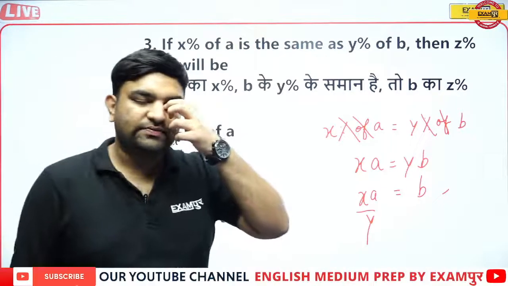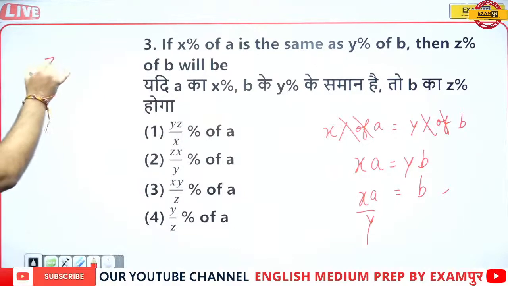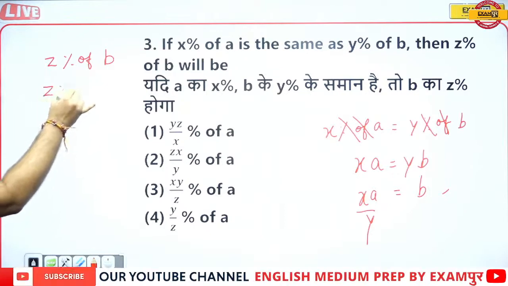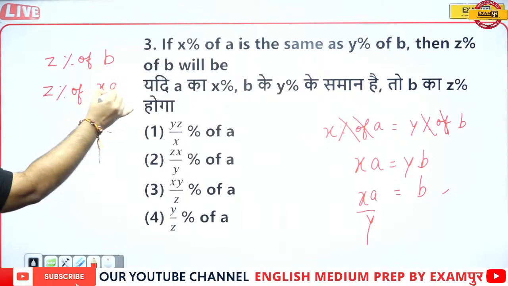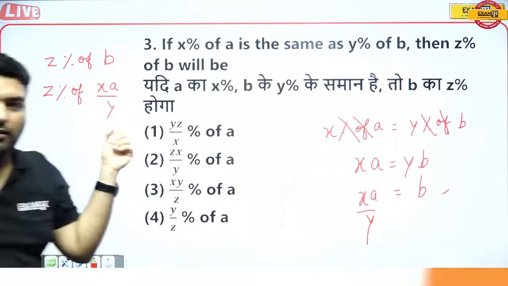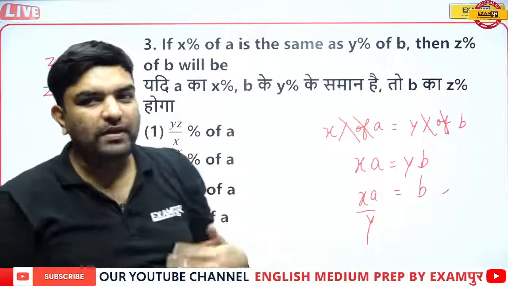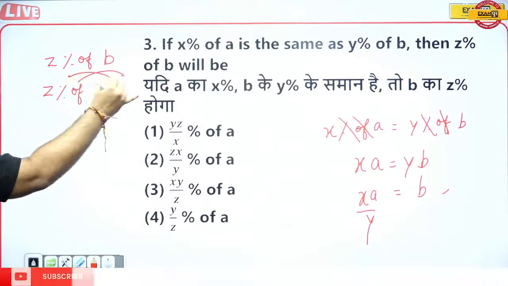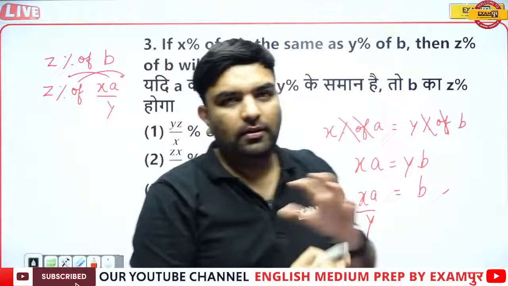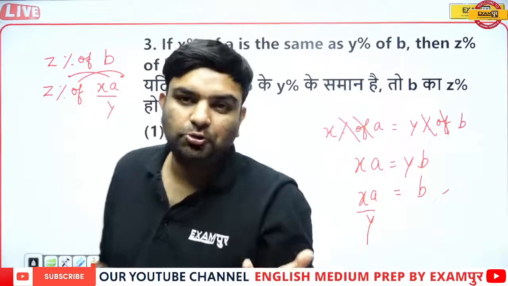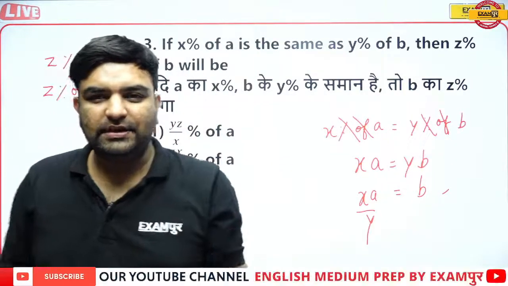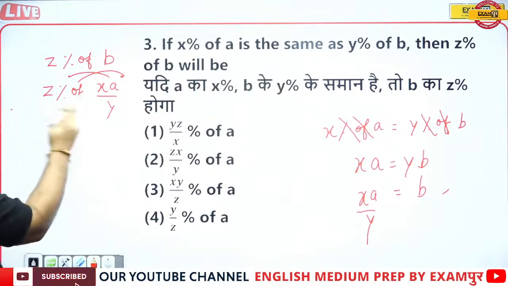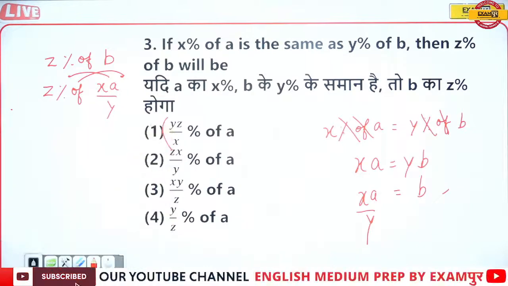What is the question? The question is to find out Z percent of B, and B we already know as XA upon Y. Of means multiplication. So you can take these things here as well, interchangeable. 2 into 3 is same as 3 into 2. Got it? So you can transfer to each other, guys, to make this condition.